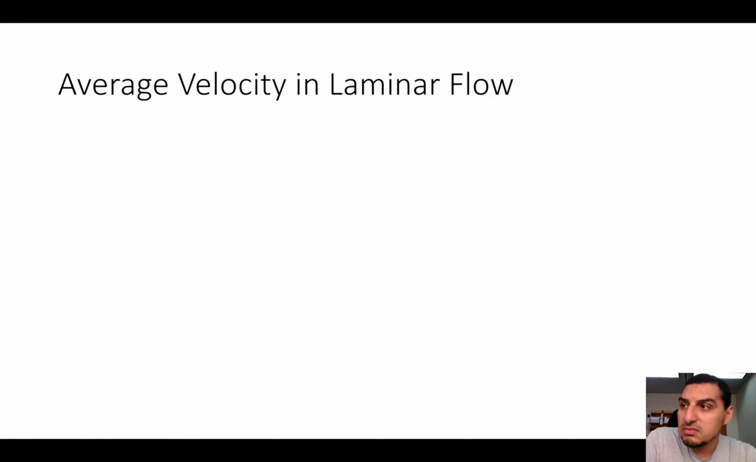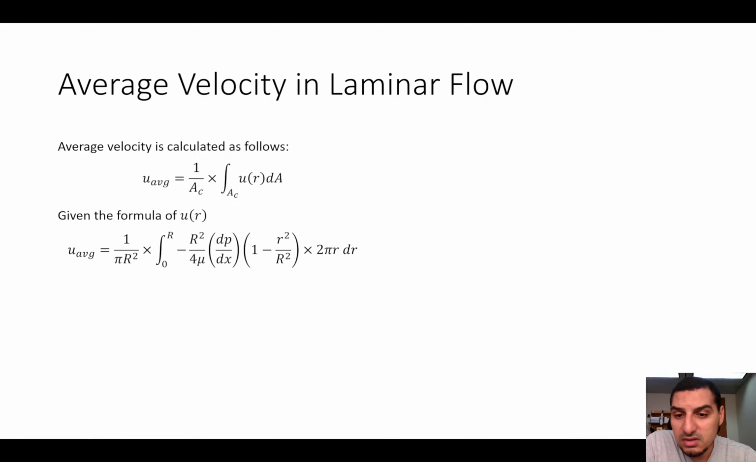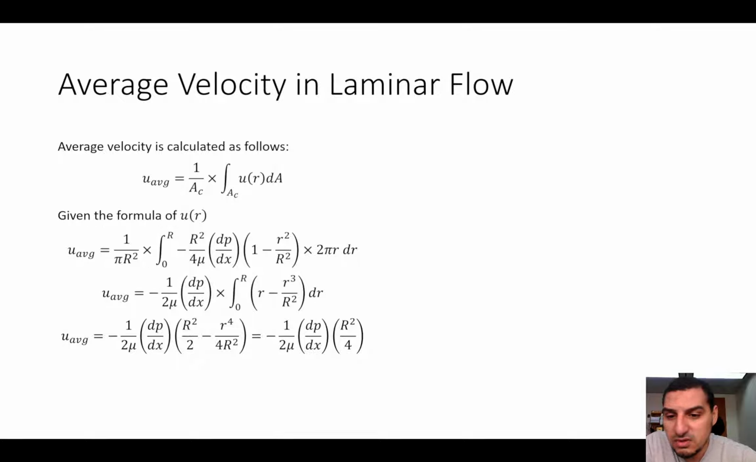Now there is one more thing here that we can mention in this part, which is the average velocity. If we want to get the average velocity, we can apply the same equation that we knew from before: 1 over area times the integral of u dA over the whole area. And by doing this, it's just math, simplifying the equation, doing the integrations, and applying the limits of integration from 0 to R, and at the end this is what we will get, that the average velocity is R squared over 8 mu times dp by dx.